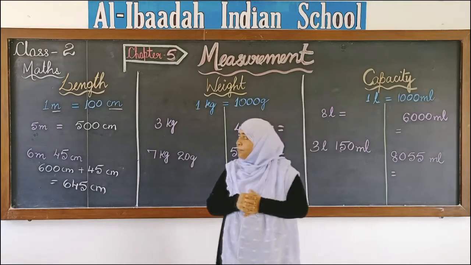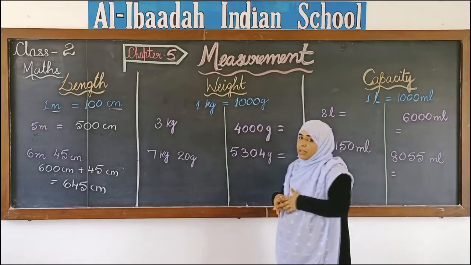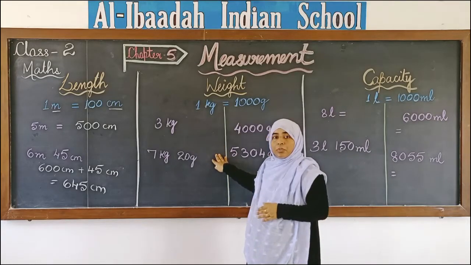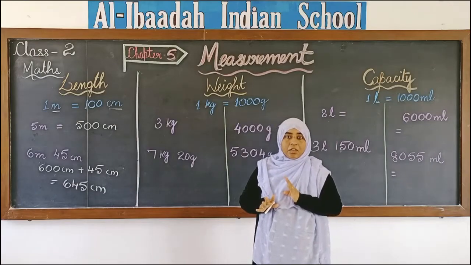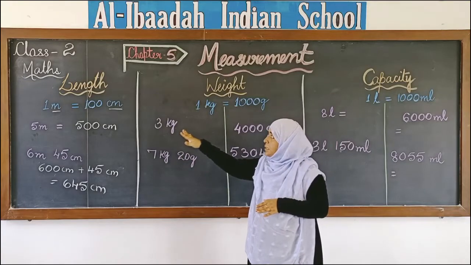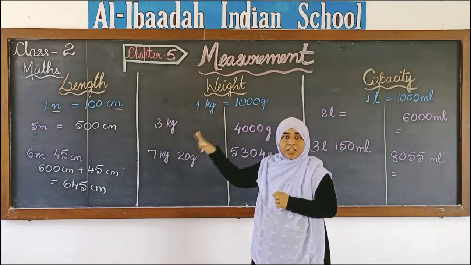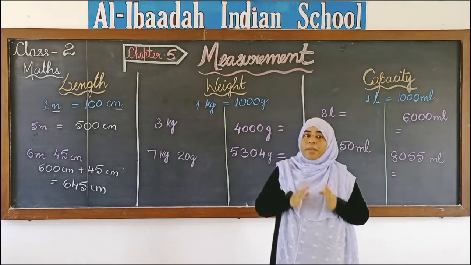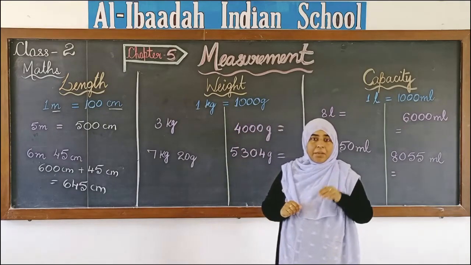thing is. Okay. Now same like length, when we are doing measurement of weight, we need certain instruments. The instrument that we use to measure the weight is different from the instrument that we use to measure length. So they cannot be the same. Since the things or the items that we are measuring are different in length and weight, the instrument that we use will also be different. Okay. So here you will see we have a weighing machine.